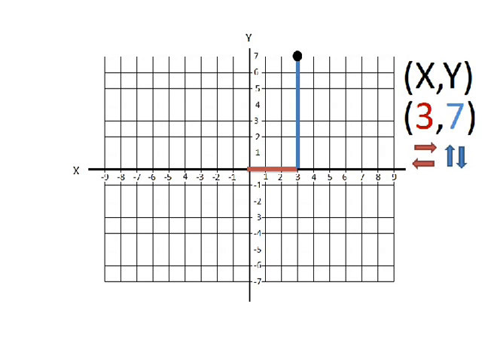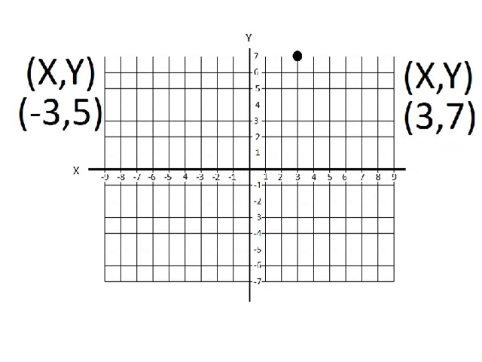So we need to go up 7 this time because we need to go positive 1, 2, 3, 4, 5, 6, 7. So then we put a dot there. That's the first ordered pair we're done with.